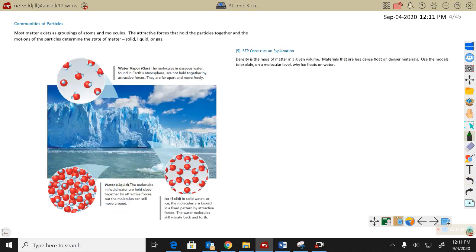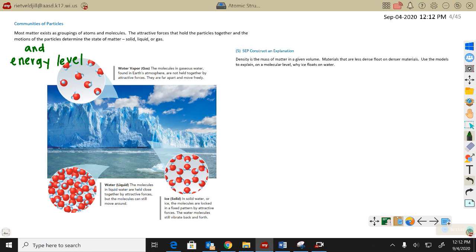And so finally in this section, we're going to look at communities of particles, groups of atoms or molecules, the attractive forces that hold the particles together, and the motion of the particles. And I would even add to that the energy level of the particles. The motion and energy level of the particles determines its state of matter. You've heard of solids, liquids, and gases. It's not the first time you're hearing of those terms, I hope.